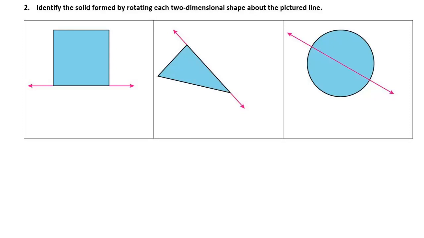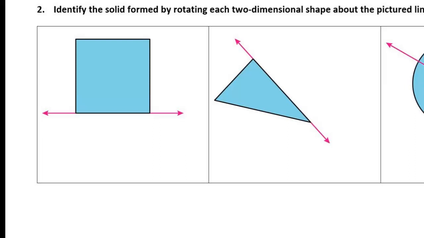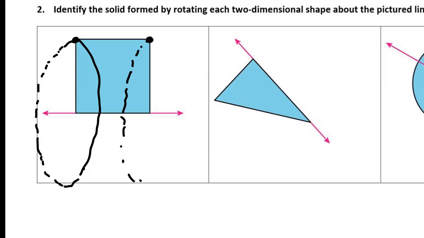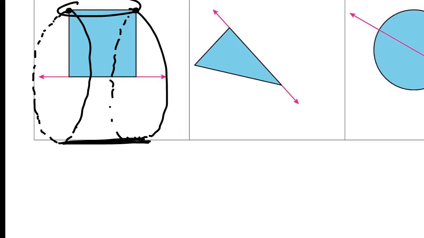Identify the solid formed by rotating each two-dimensional shape about the pictured line. So if I take something and I rotate it, rotate means to kind of turn it into what shape if I rotate things? It's going to turn it into a circle. So this corner right here is going to come down and come back up. Same thing with this corner here. It's going to go down and then it's going to come back around. And this edge is going to be right here. Cylinder.